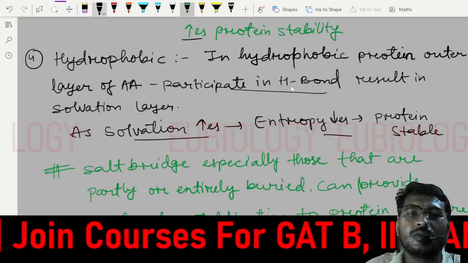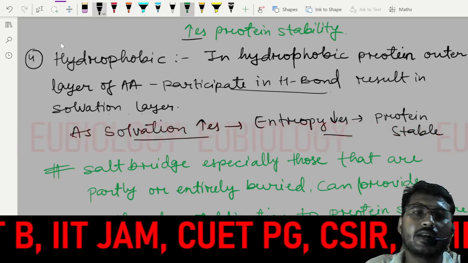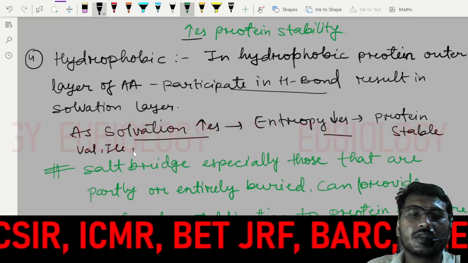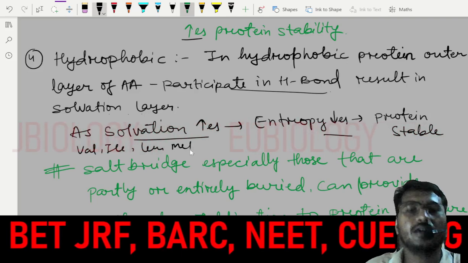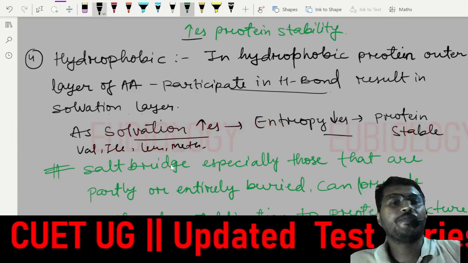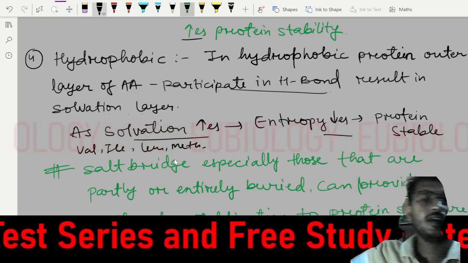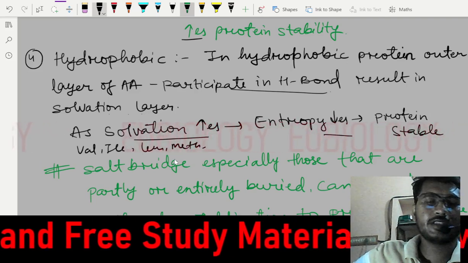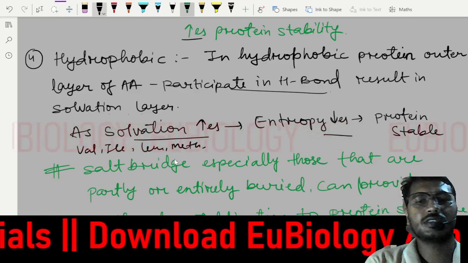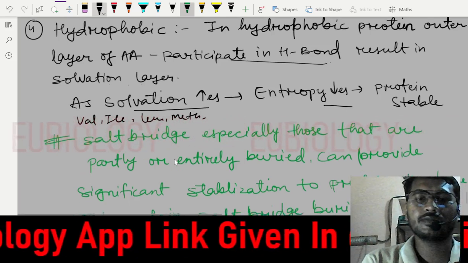Now you'll see how the hydrogen bond came into the hydrophobic concept. The hydrophobic concept contains amino acids like valine, isoleucine, leucine, methionine. These are the hydrophobic amino acids. Now the periphery amino acids will participate in the hydrogen bond, and then it will form a solvation. If solvation is there, it means it is good for the stability of the protein.